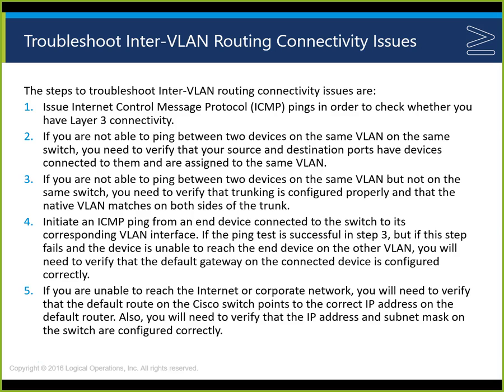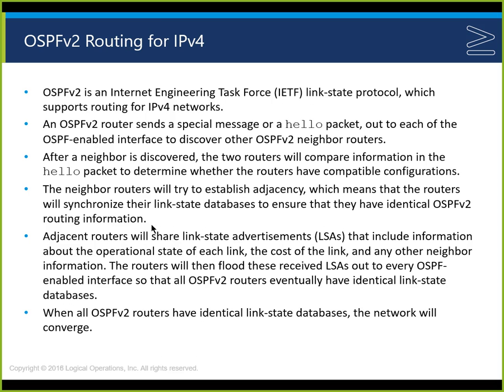What can we ping, what can't we ping? And then trace route, wherever the trace route fails, that's generally where the problem is going to be. If we're unable to reach the internet or corporate network, we need to verify that the default route points to the correct IP address. Usually we only have one way out of our corporate network, and so we can use a default route to get it there. That is the end of the SVIs, and the next thing is OSPF, or routing for IPv4.